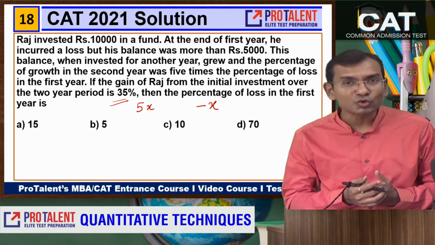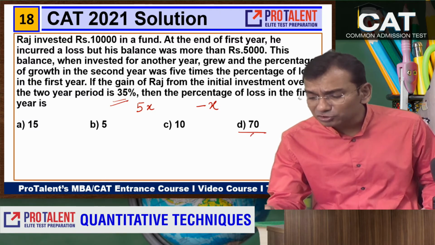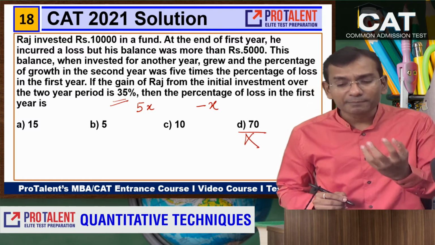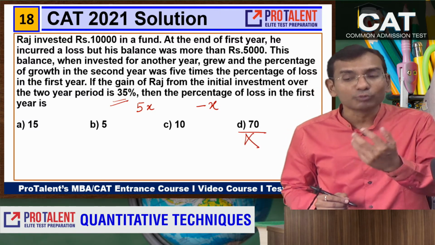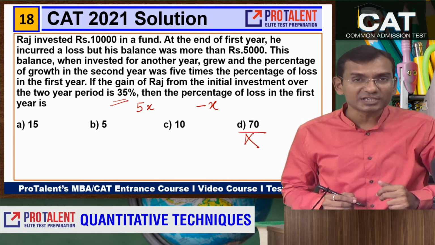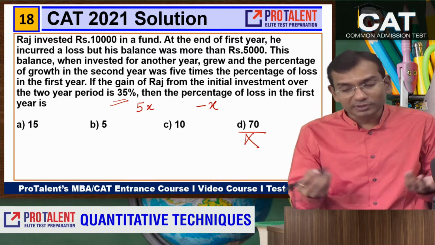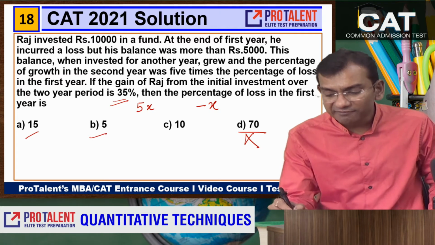फर्स्ट ईयर में कितना लॉस होगा? फर्स्ट ईयर में 70% लॉस तो नहीं होगा. क्यों नहीं होगा? Because he had a balance of 5,000 rupees and more than 5,000 rupees. सो 50% से ऊपर तो उसका लॉस होगा ही नहीं. So now we have an option of 15, 5 and 10.